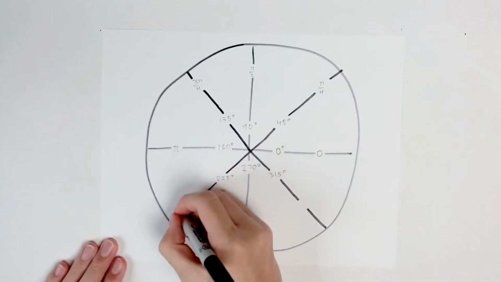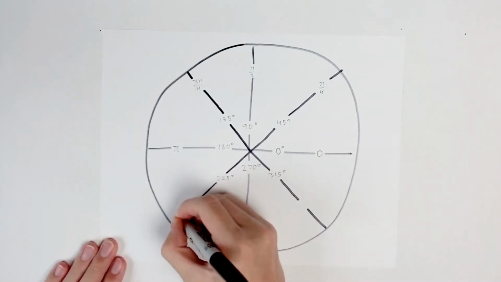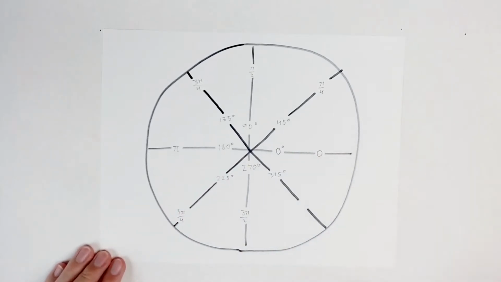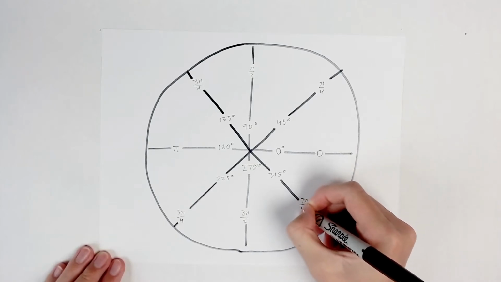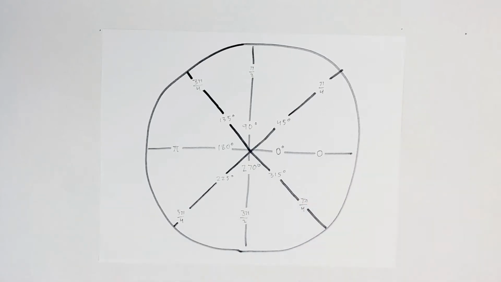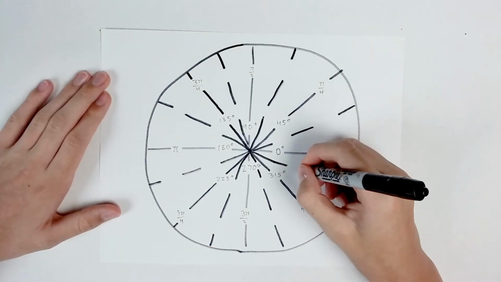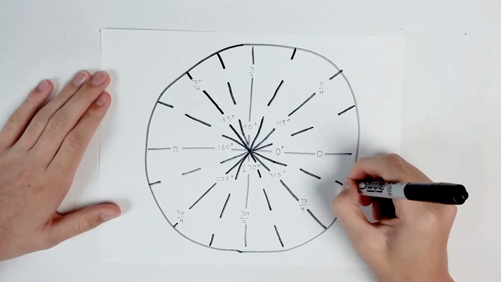This one here is pi over 4 past pi, so its value is 5 pi over 4. For this last one, I usually like to think of it as 2 pi minus pi over 4, because it's easy to visualize, so that one is 7 pi over 4. Okay, now we just need to draw 2 more sets of lines here and here.